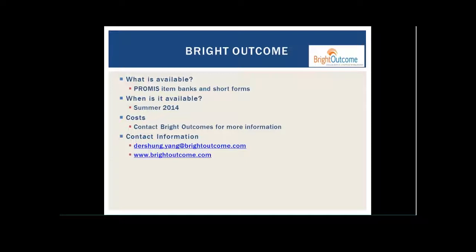So what is available at Bright Outcome? PROMIS item banks and short forms are available. They're available the summer of 2014, so now. You'll have to contact Bright Outcome for more information, and here are two contacts, directly to Bright Outcome or to Dershong Yang.